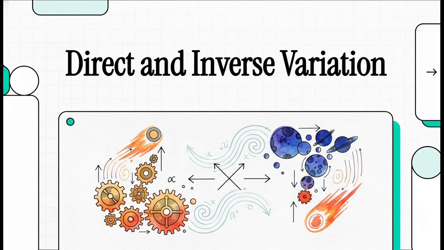Have you ever noticed how the world seems to, well, follow certain rules? You know how some things move together in perfect sync, while other things are complete opposites? It's not magic, it's math. And today, we're going to unlock the secret code that explains these relationships.